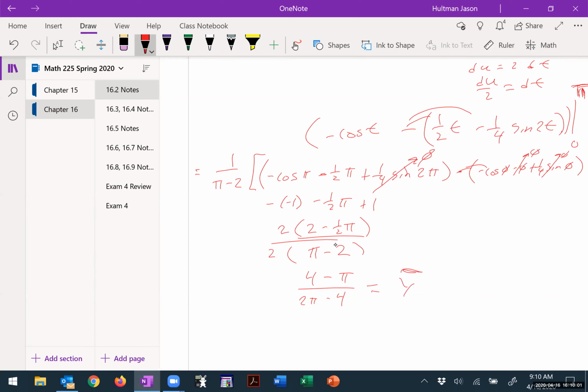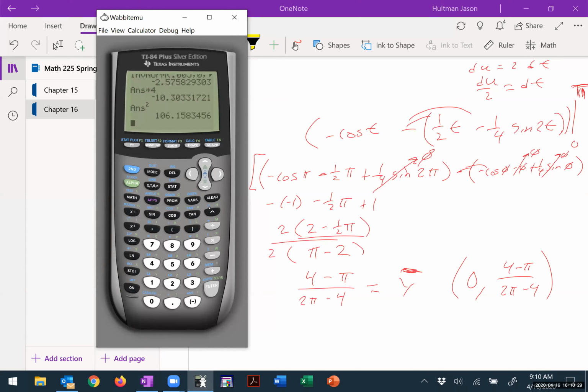So where's our center of mass? Our center of mass is at 0, (4 minus pi) over (2 pi minus 4). Now, what the heck is that thing? Well, just plug it into a calculator. It should, if I'm lucky, be a number between 0 and 1. Let's keep our fingers crossed. If it's a number that's bigger than 1, I have made a mistake.